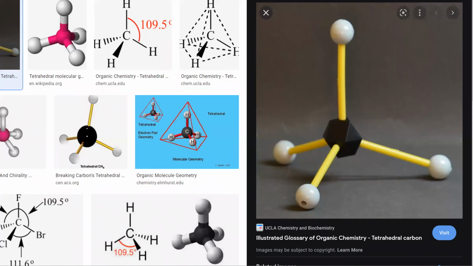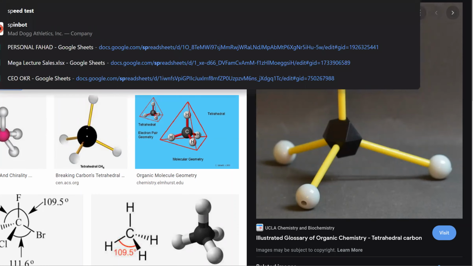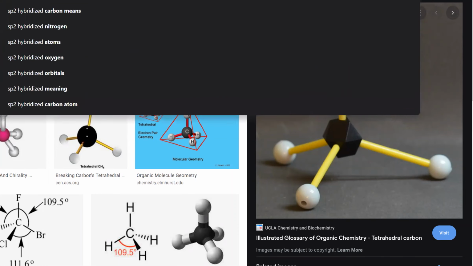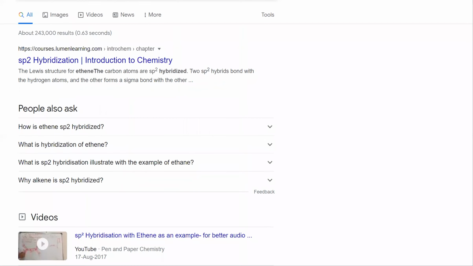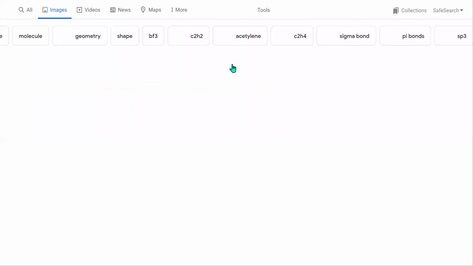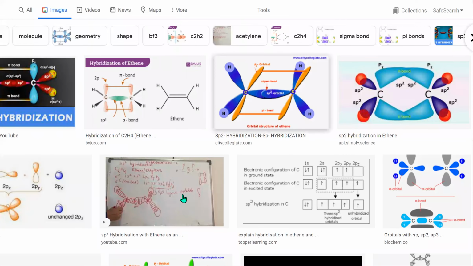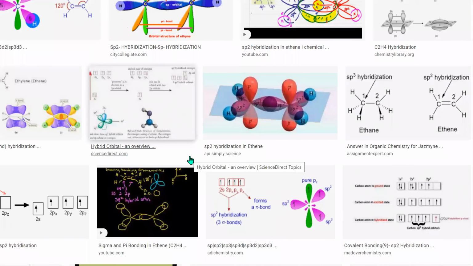Like if I show you, let me show you ethene. Maybe if there's a better version of this, just 1 second.